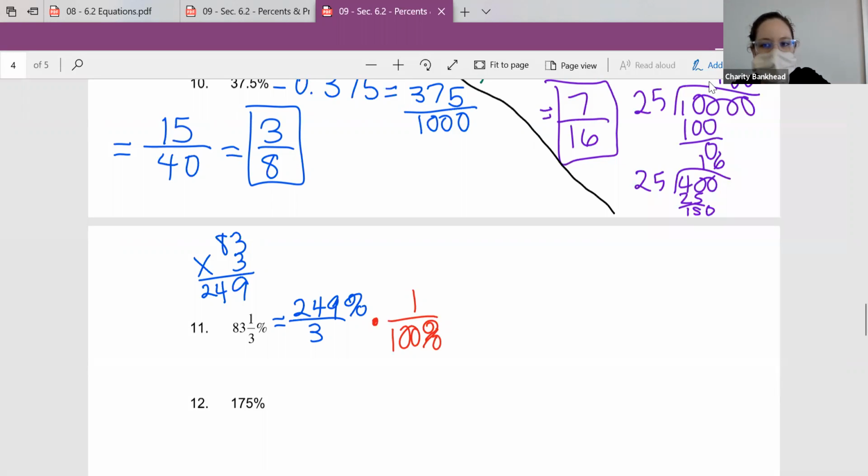So essentially you could say that the percent cancels out. Then just multiply across like you do with fractions. So 249 times 1 is 249, and then 3 times 100 is 300. So there's our fraction, and then we would want to see if we could reduce that.